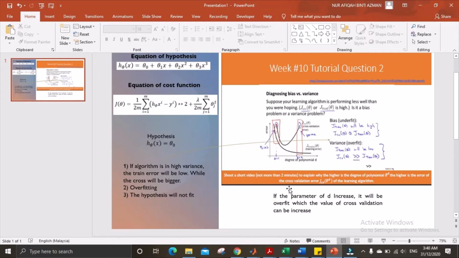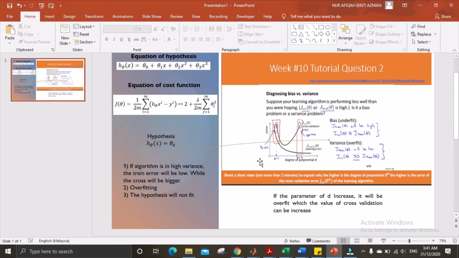What can I conclude for this tutorial? When the degree of polynomial is increased, the training data will be fit too well in the algorithm. So the training error will be decreased. As for why, if the degree of polynomial is highest, the training will be better.